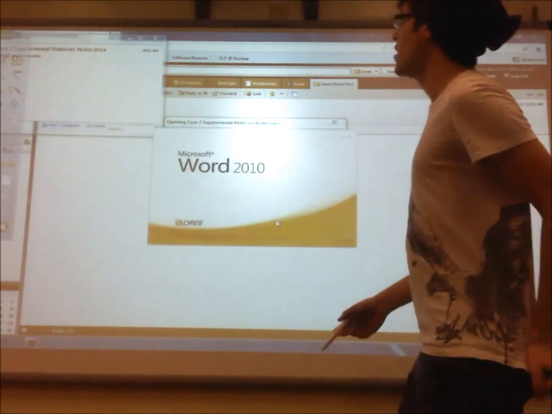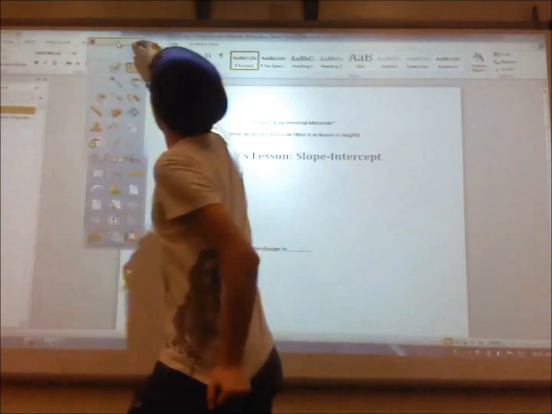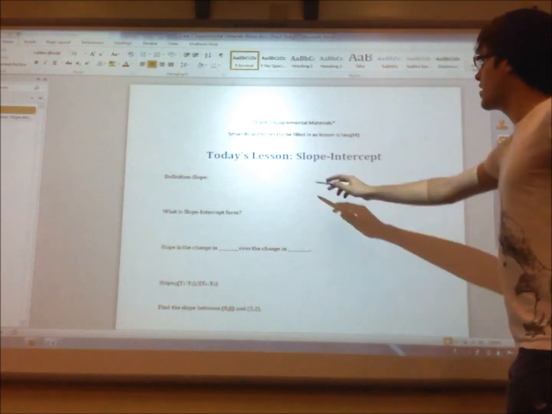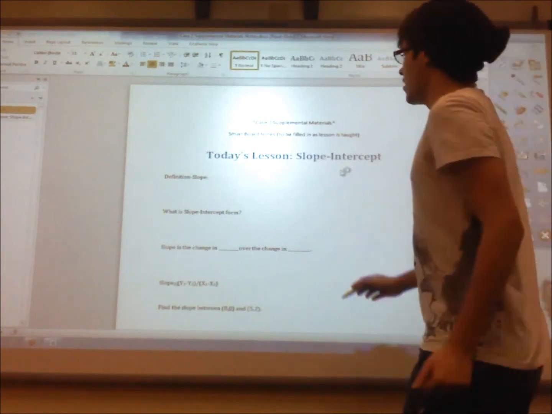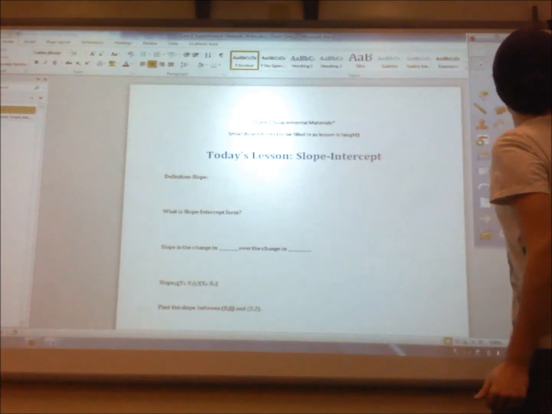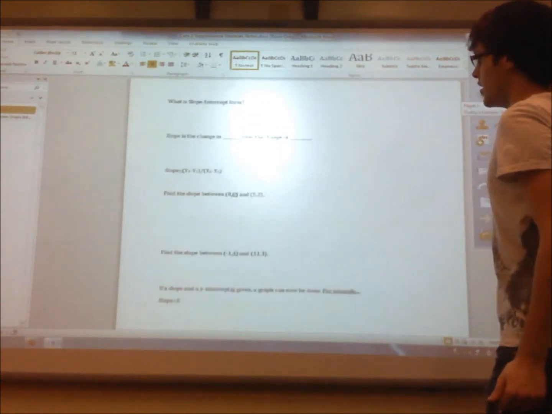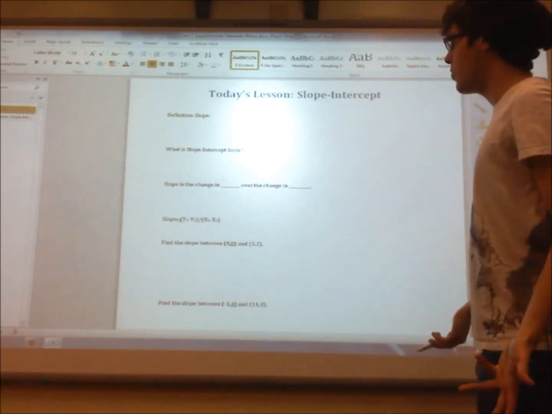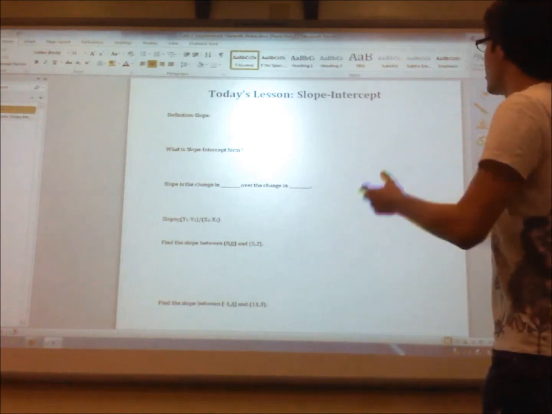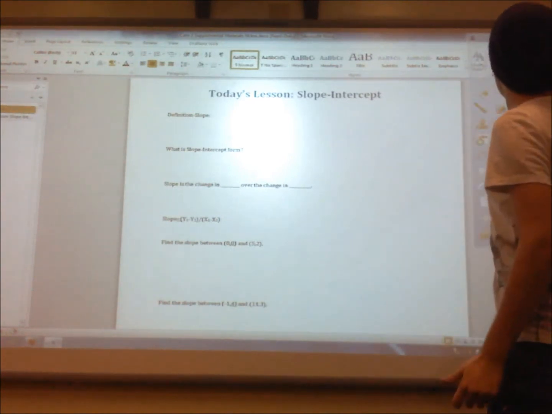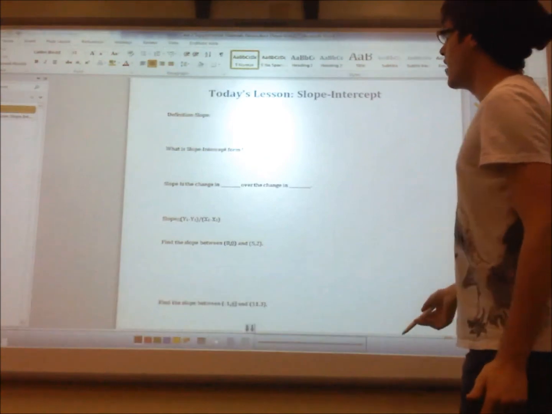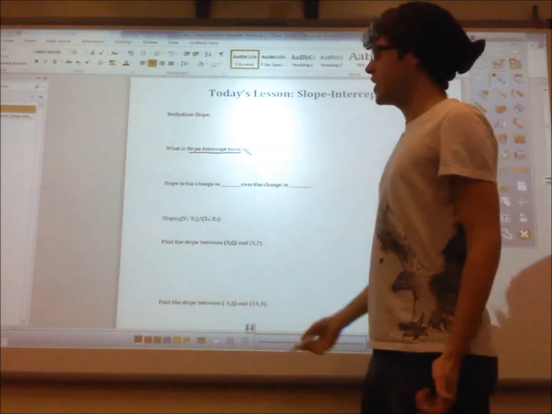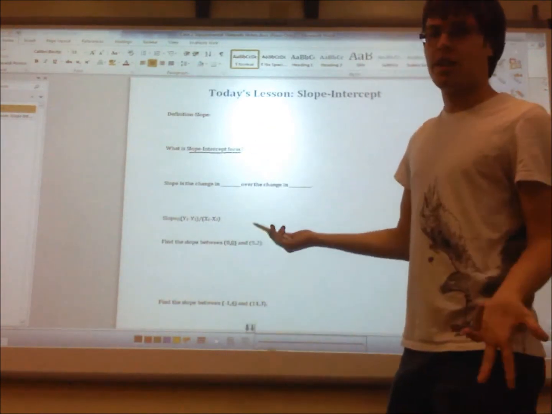Now it's opening Microsoft Word. I'm going to drag this toolbar over here so I can use it easier. So it says today's lesson is slope-intercepts. So what's good about this? I can move this down very easily, and I don't need to touch a mouse. And I think that's one of the most important parts. It saves time, just in general. So what I can do is use the draw tool, and this question says, what is slope-intercept form? So I can easily just write the answer down. I don't have to go anywhere.